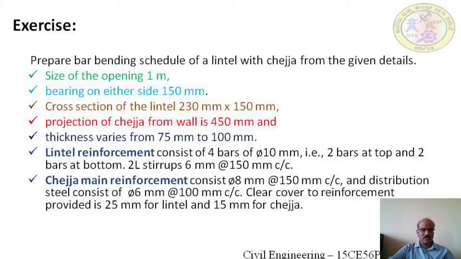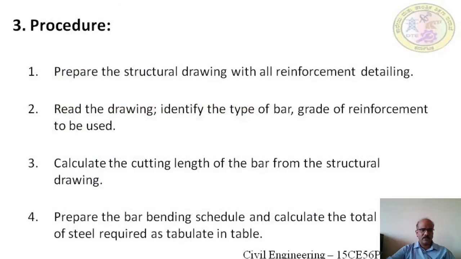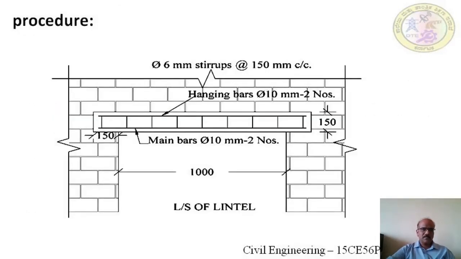The clear cover to the reinforcement provided is 25 mm for the lintel and 15 mm for the chhaja. This is the data given. Based on these data, we need to prepare the structural drawing. Once the structural drawing is prepared, then we move on to the calculation of the length of each bar. The first thing is we have to prepare the structural drawing based on the given data.